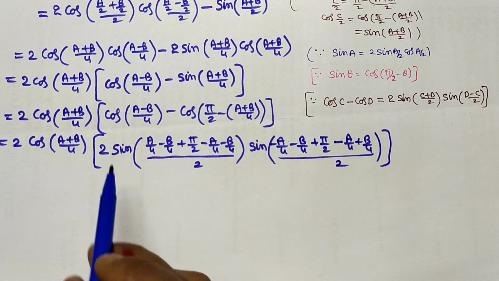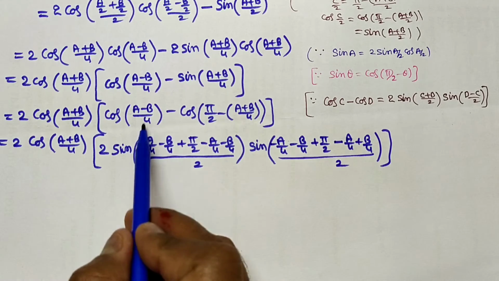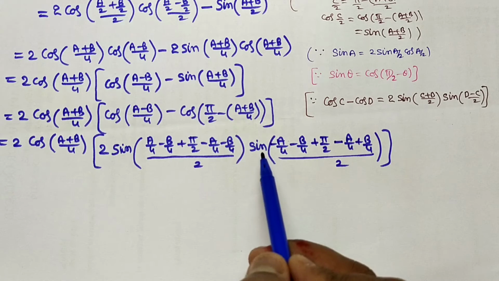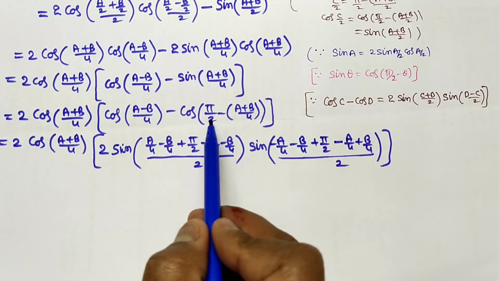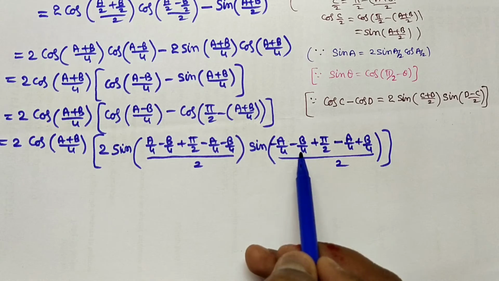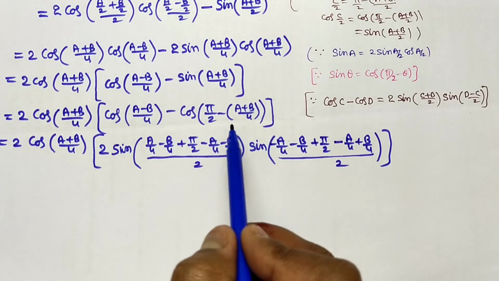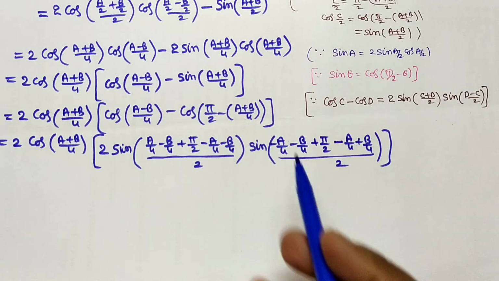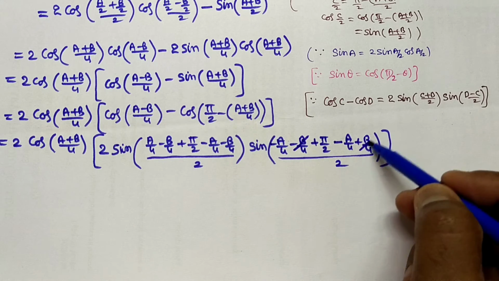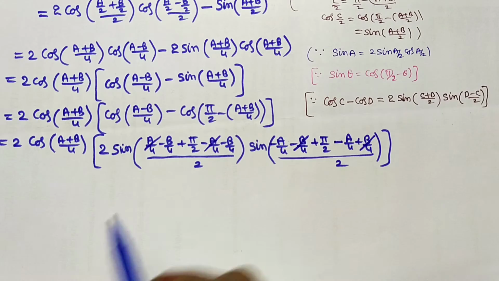Once again I'll repeat. 2 sin of (c plus d) by 2. This is c, this is d. (a by 4 minus b by 4 plus pi by 2 minus a by 4 minus b by 4) by 2. Sin of (d minus c). D means what? Minus a by 4 minus b by 4 plus pi by 2. After that, minus c, so minus a by 4 plus b by 4. Now cancel the terms that are the same. Minus b by 4 plus b by 4 cancel. Here, minus a by 4 plus a by 4 get cancelled.